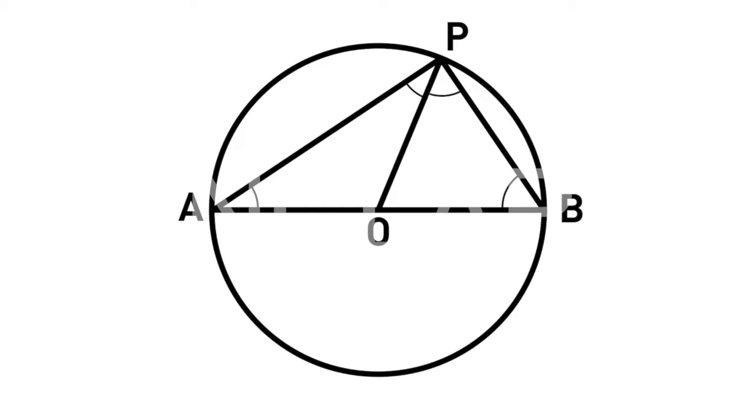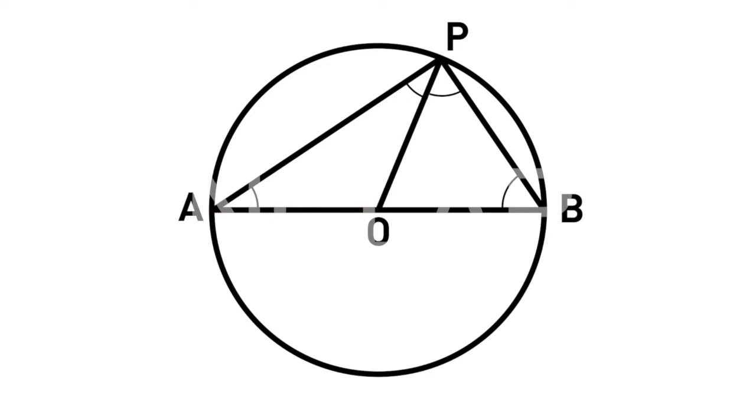Now, the angle P is divided into two smaller angles. Similarly, triangle APB is divided into two smaller triangles, that is triangle APO and triangle BPO. In the triangle APO, AO and PO are radii of the circle. The two radii of a circle are always equal. So, AO must be equal to PO. So, the triangle APO is an isosceles triangle. In an isosceles triangle, two sides and two angles will always be equal.